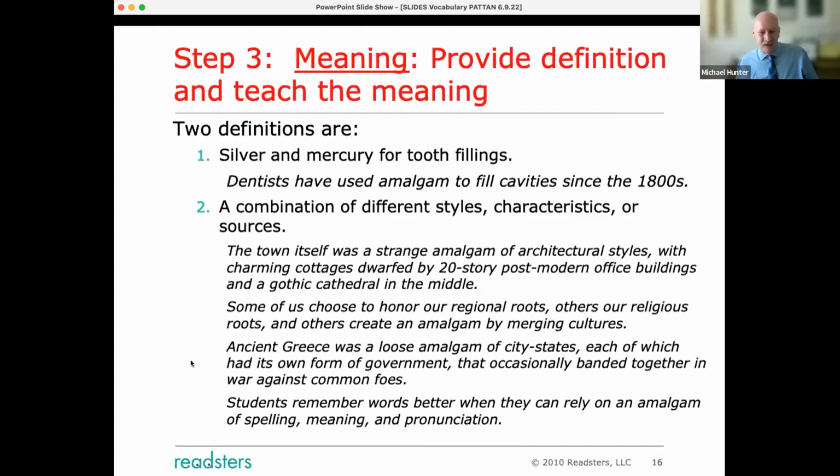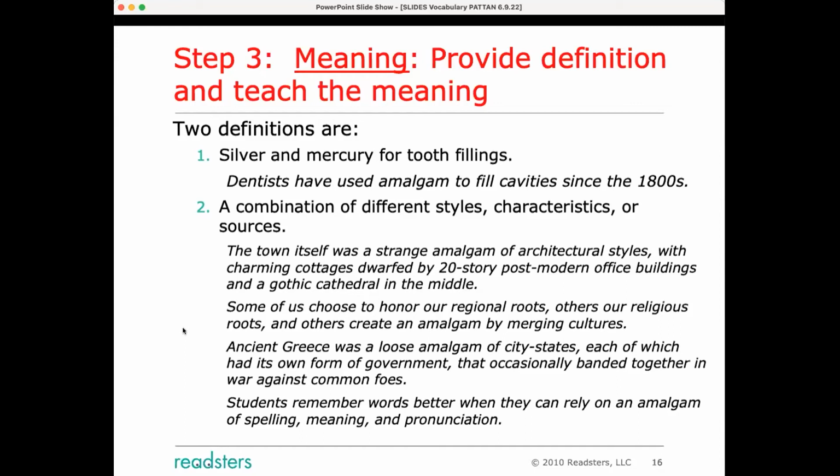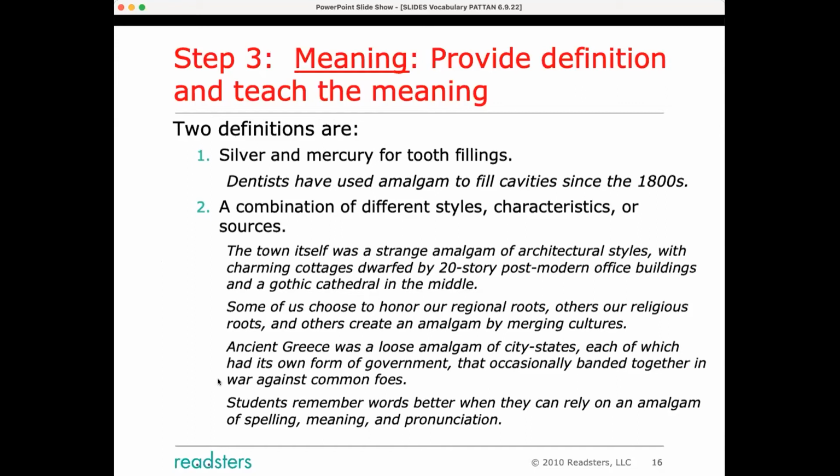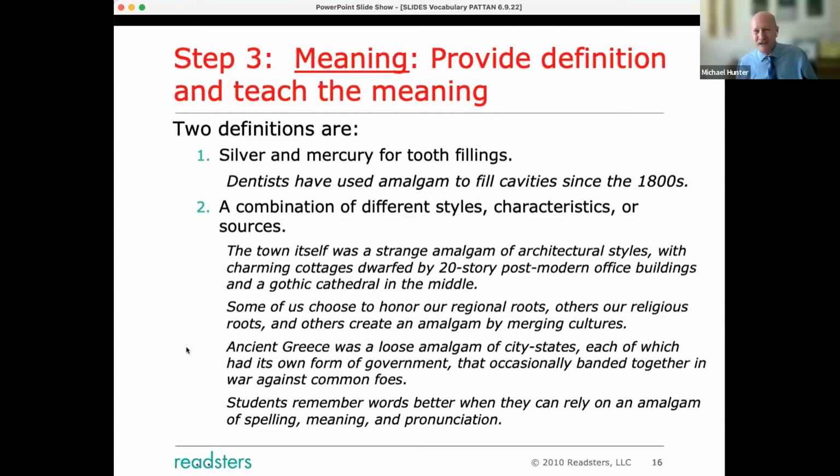Catherine, did you do one for us? Could you do number three, ancient Greece? Ancient Greece was a loose amalgam of city-states, each of which had its own form of government that occasionally banded together in war against common foes. Okay, so could you describe the amalgam there? It could be compared to here in the States: Pennsylvania has its own thing, New York has its own thing, Maryland has its own thing, but when push comes to shove, everybody gets together for a common goal. Okay, awesome. So the United States is an amalgam of states, if you will.